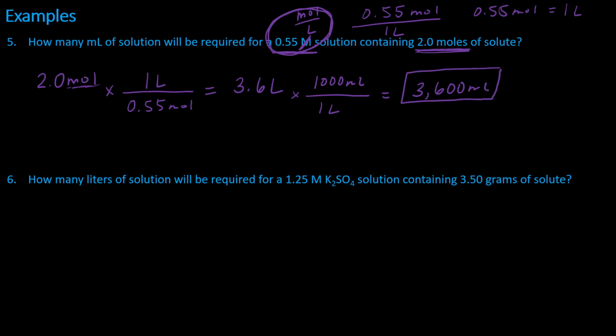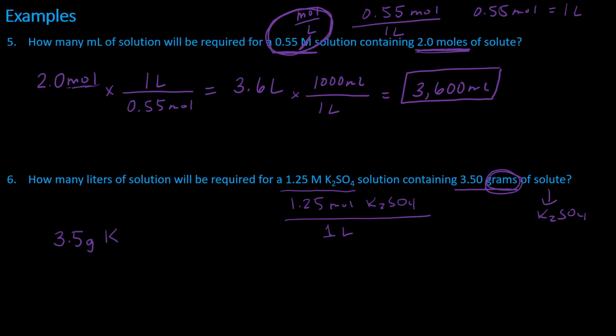All right, how many liters of solution will be required for a 1.25 molar potassium sulfate solution containing 3.5 grams of solute? All right, so I've got 3.5 grams of solute and 1.25 molar K2SO4 solution. So what that means is that my solute is K2SO4, and there are 1.25 moles of that dissolved per liter. And I've got 3.5 grams of it. So I'm going to start with grams because it doesn't have a unit in the denominator. And I need to convert it to moles.